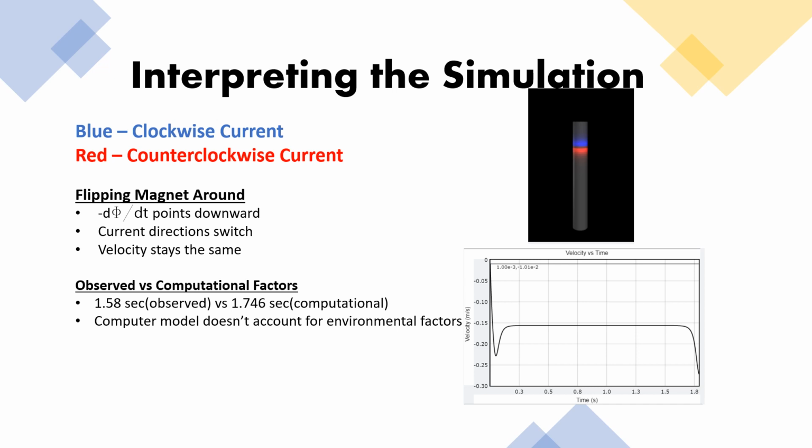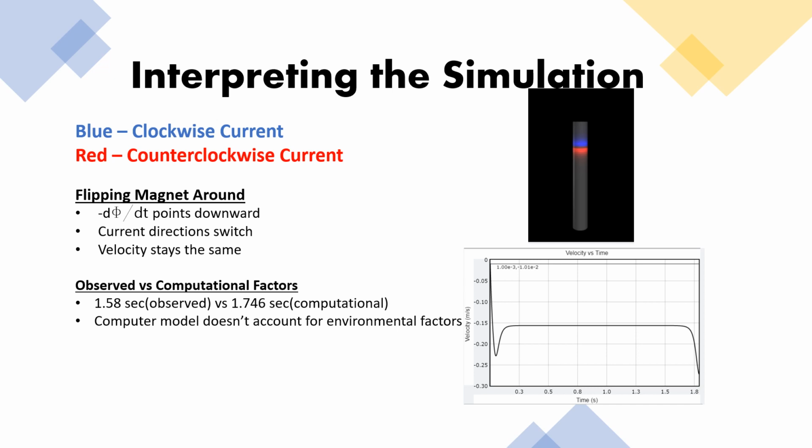If we were to flip the magnet upside down, the negative change in flux would point downward and the directions of the current would switch. Velocity, however, would stay the same. Looking at our results, it took 1.58 seconds for the magnet to fall through the aluminum tube in the experiment and 1.746 seconds for the computational model.